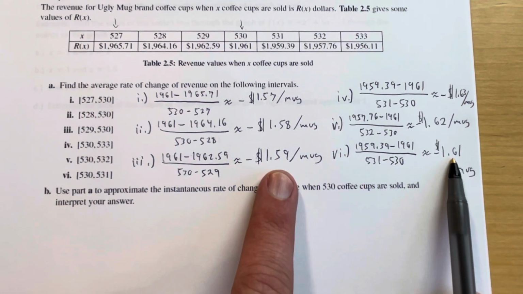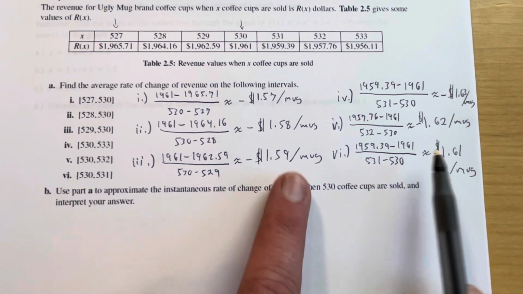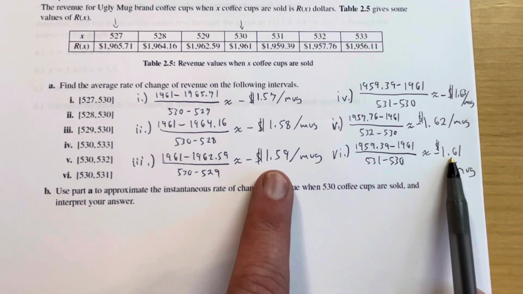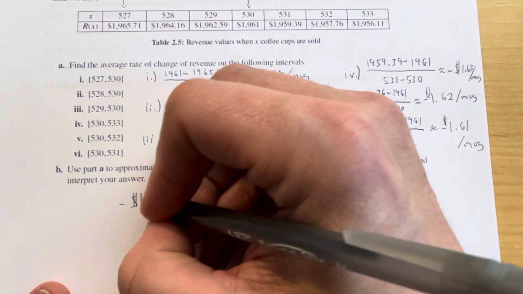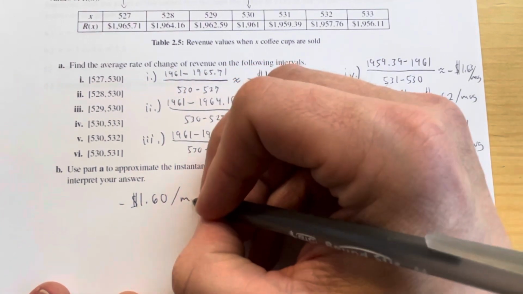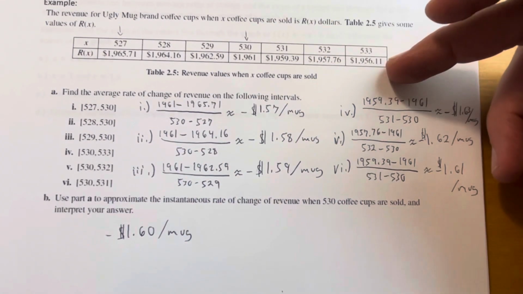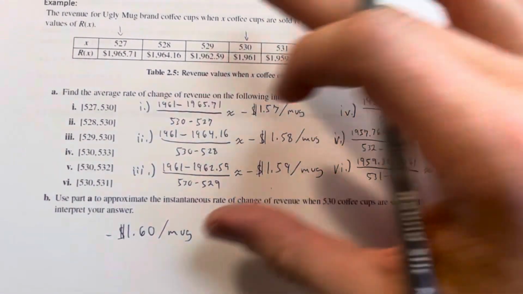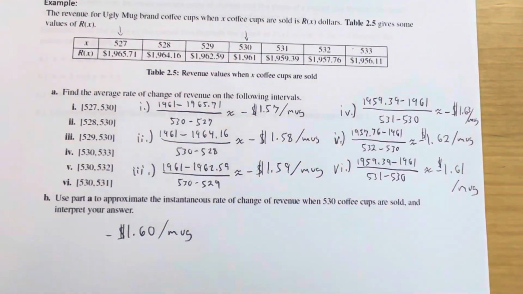So if these are the two approximations that I'm getting, either as I approach 530 from the left or from the right, I would probably think that whatever the average of these two things is my approximation, and that would be negative $1.60 per mug. Okay, so that's my educated guess. Is that exactly the correct answer? We can't know for sure because we have kind of incomplete information since we're just using a table. But that's the most logical and reasonable thing to assume the instantaneous rate of change in revenue would be.